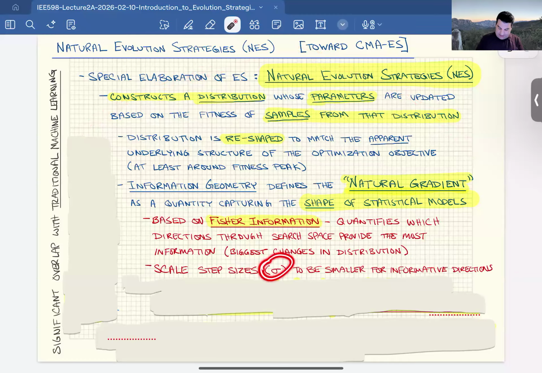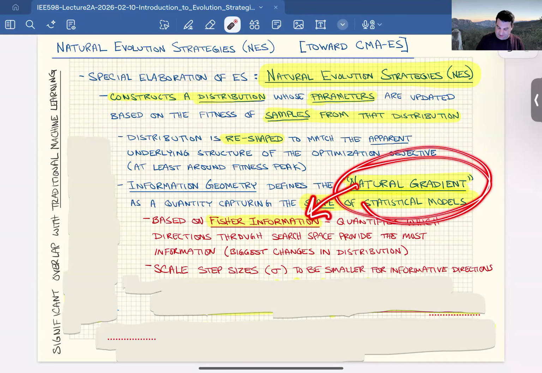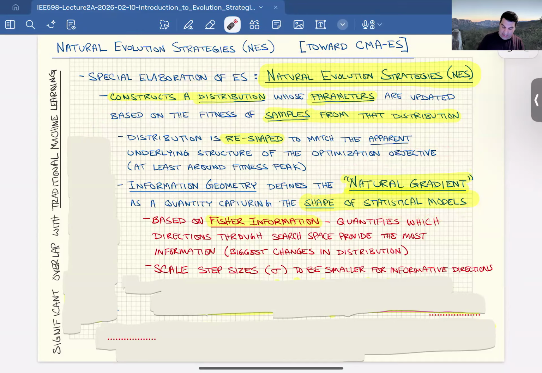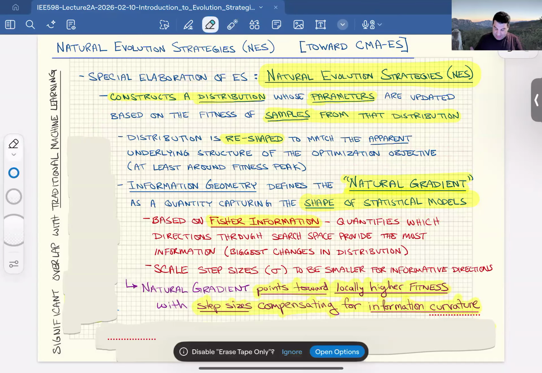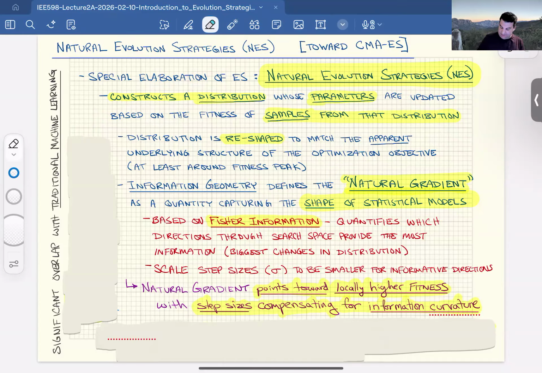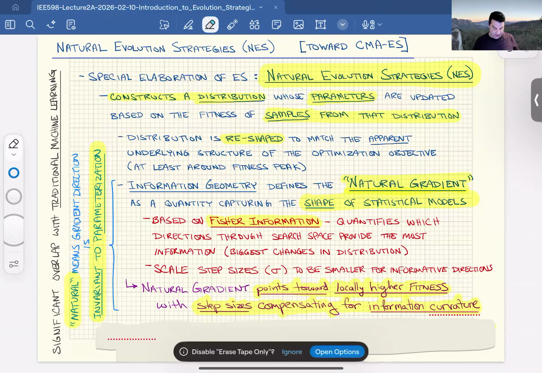So you assign the step sizes, you kind of smear them out along the natural gradient, which comes from this Fisher information matrix. And that, like I said, that natural gradient points towards your locally higher fitness, with step sizes compensating for this information curvature.